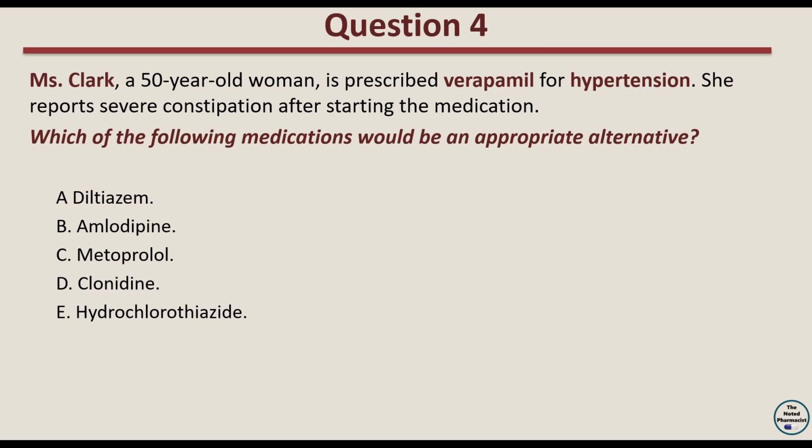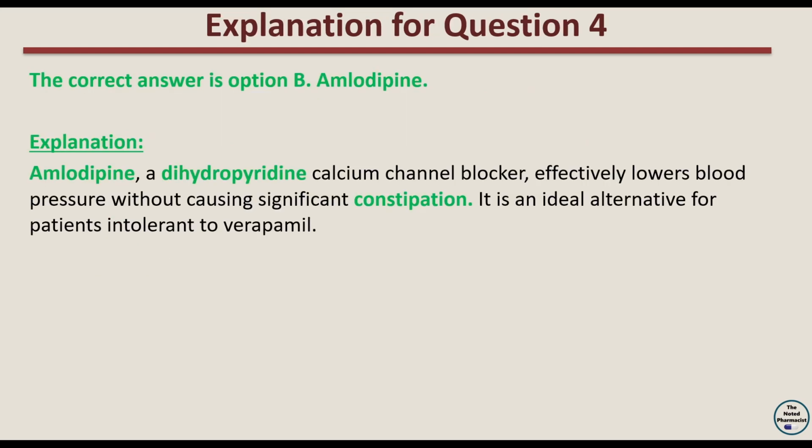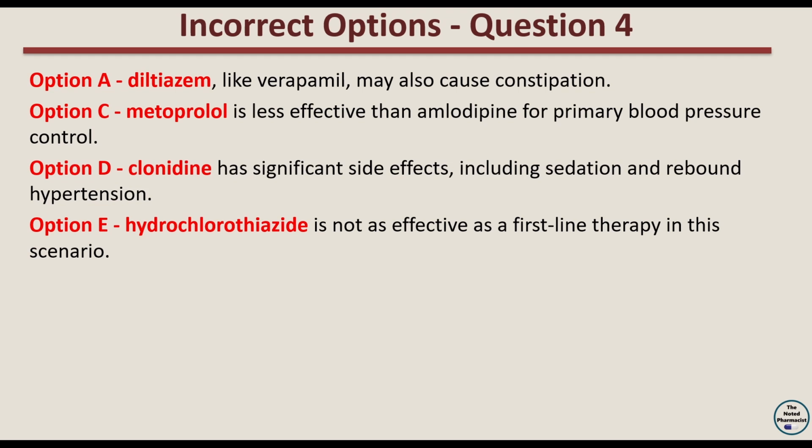The correct answer is option B, amlodipine. The explanation is as follows: amlodipine, a dihydropyridine calcium channel blocker, effectively lowers blood pressure without causing significant constipation. It is an ideal alternative for patients intolerant to verapamil. Here is the explanation for incorrect options.